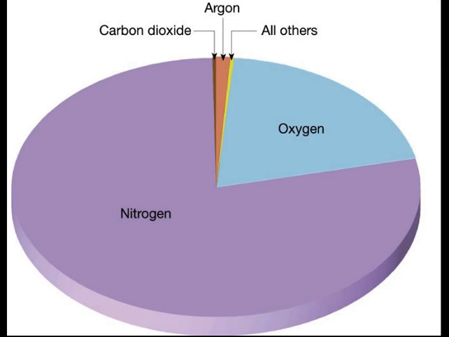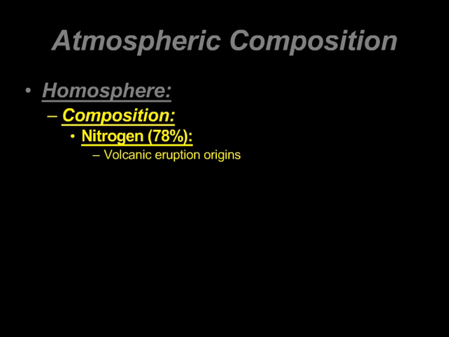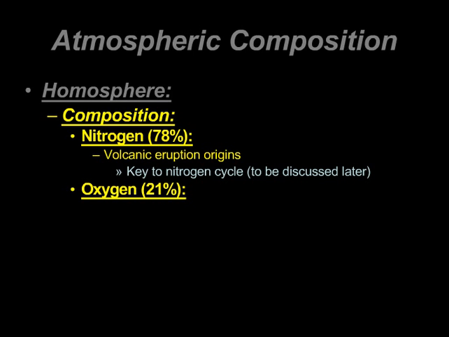Two largest components of our homosphere are nitrogen and oxygen. So our atmosphere is overwhelmingly nitrogen and oxygen, and from there, argon, carbon dioxide, and a motley mix of others. The composition of our homosphere is overwhelmingly nitrogen at 78%, and that nitrogen likely came from the many volcanic eruptions that have been occurring on Earth for the 4.54 billion years Earth has been around. And this is very important to the nitrogen cycle, which we will discuss later in the semester.